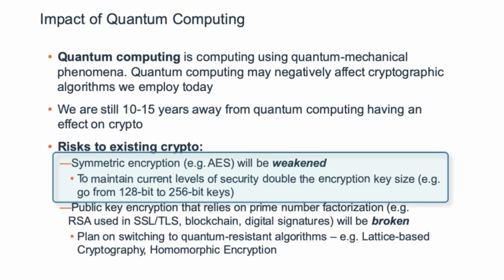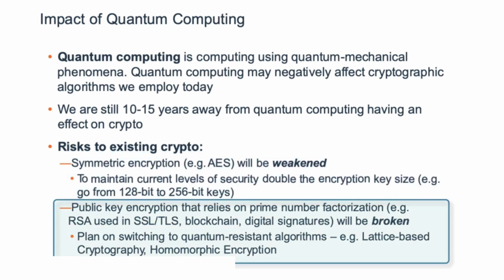The impact is that symmetric encryption will be weakened. So let's say if you're using the AES algorithm with a 128-bit key, to stay as secure when quantum computing becomes available, you have to change to a 256-bit key. So it shouldn't be too big of a deal. Unfortunately, public key cryptography will be severely affected, will basically be broken. So SSL, TLS, blockchain, digital signatures, all of them will become insecure, and it's worth starting to think about it now and deciding how you would keep your customers protected.